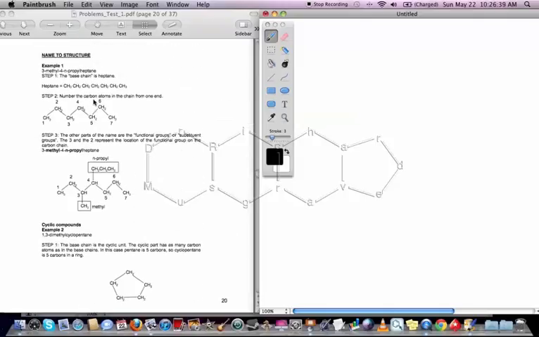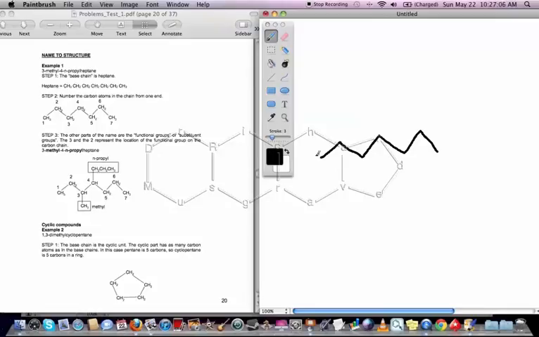Now I haven't used line structures here, but you'll be required to use line structures, so let me do the same thing as I'm doing here, but I'll do it for line structures. Alright, so we've got heptane. That means that we're looking at 7. So 1, 2, 3, 4, 5, 6, 7.